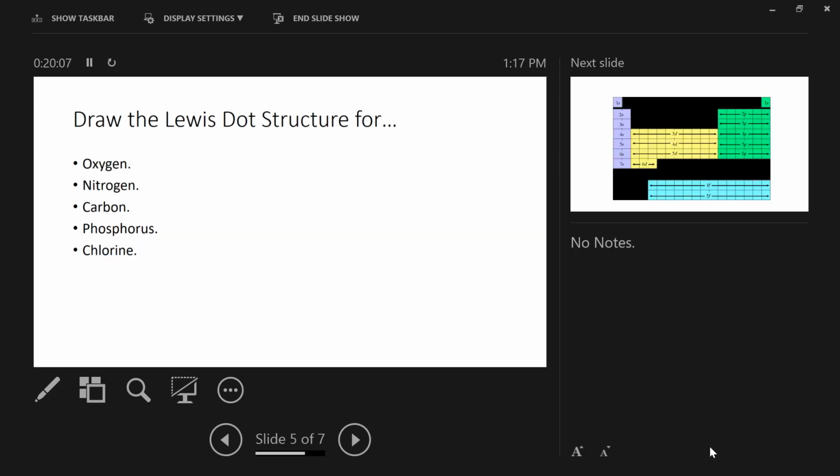So we're going to draw a Lewis dot structure for oxygen, for nitrogen, for carbon, for phosphorus, and for chlorine. We're going to draw the Lewis dot structure for these 5 elements. And notice we are restricting this to elements that are going to tend to form anions. These are elements with high electronegativities, relatively speaking. Carbon's is actually pretty low, but it's higher than something like sodium.